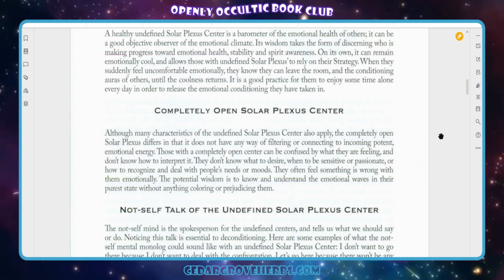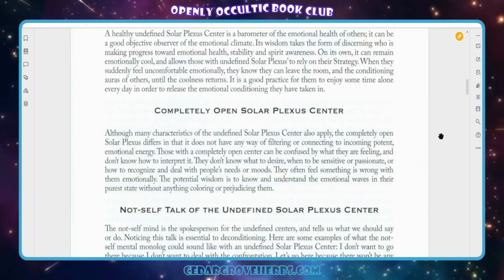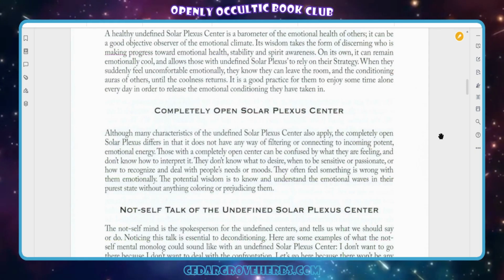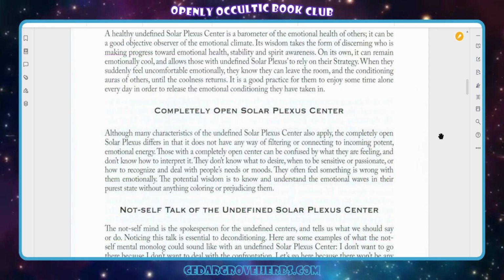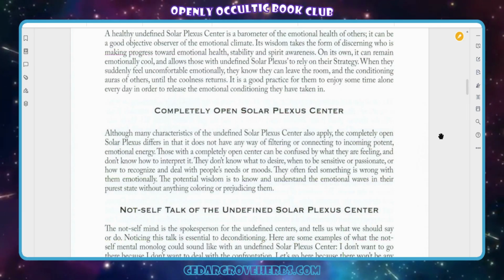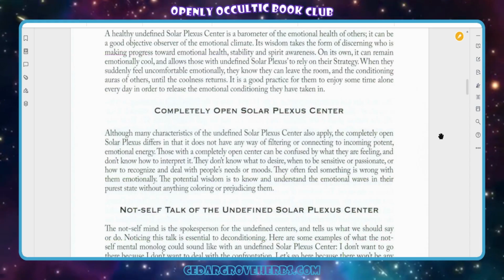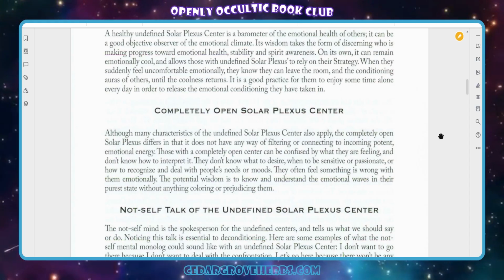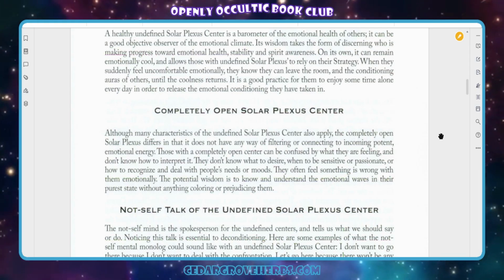Those with a completely open center can be confused by what they're feeling and don't know how to interpret it. They don't know what to desire, when to be sensitive or passionate, or how to recognize and deal with people's needs or mood. They often feel something is wrong with them emotionally. The potential wisdom is to know and understand the emotional waves in their purest state without anything coloring or prejudicing them.